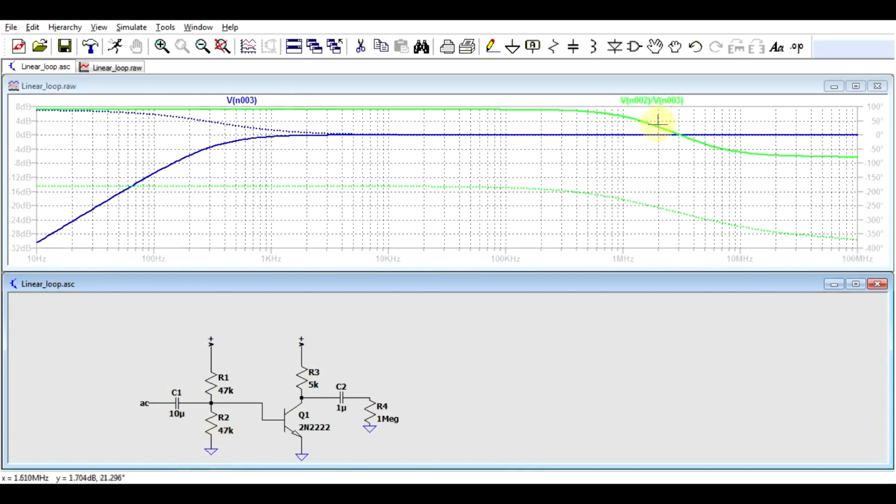So basically, this is the way to analyze ratios of signals in an AC simulation when you don't really want to analyze the reference AC signal. So not the signal that you're actually injecting, but two signals inside your circuit.